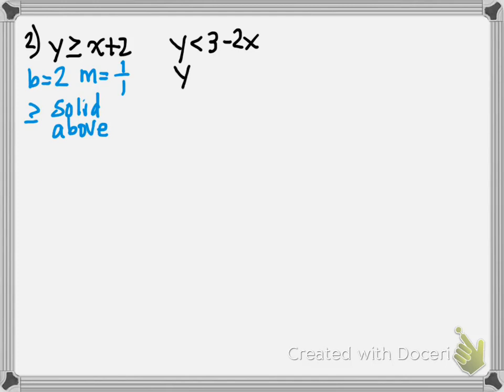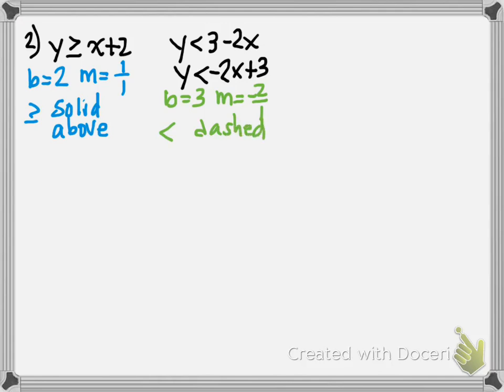Now I do have an issue with the second equation. It's not exactly in slope-intercept form, so I need to rearrange the two terms. And I get negative 2x plus 3. Now I'm ready to identify the key pieces. So my y-intercept is 3. My slope is negative 2, which I write as a fraction as negative 2 over 1. My inequality, less than, tells me my line is dashed, and it tells me to shade below.